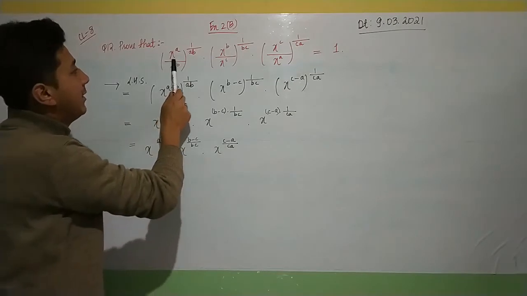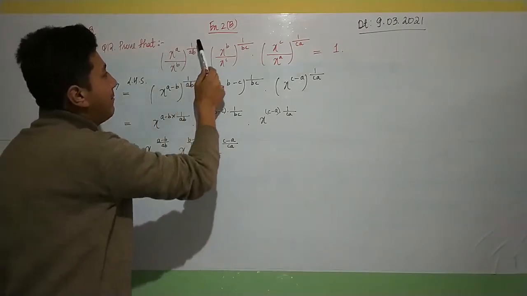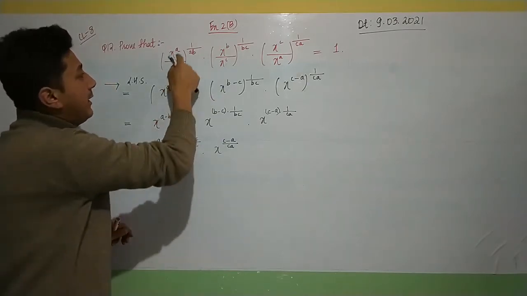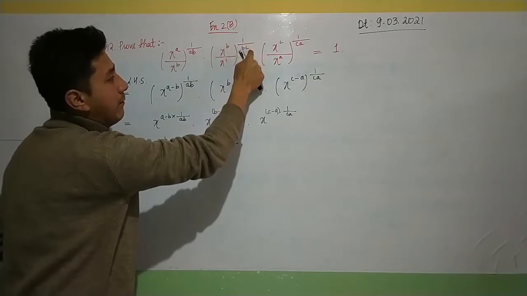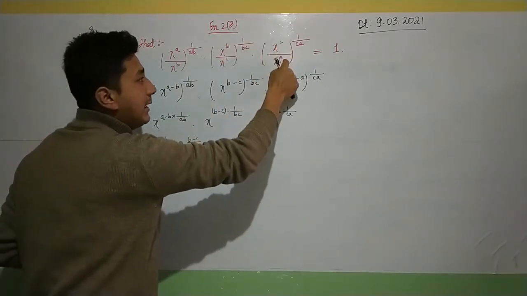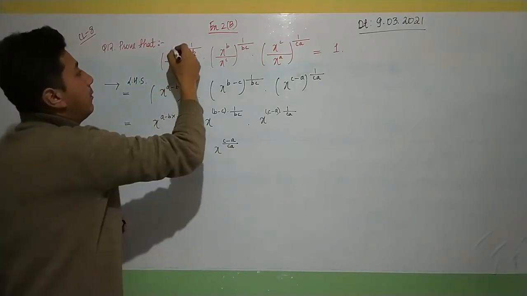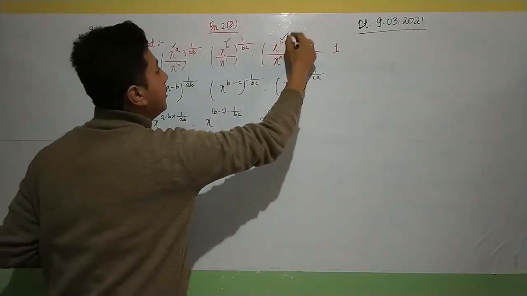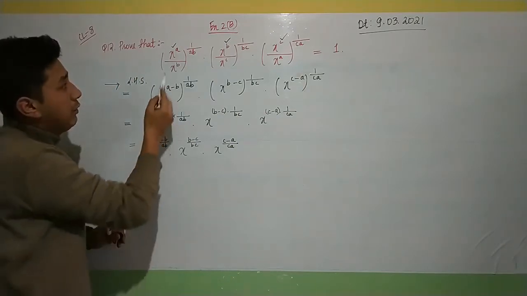Okay, the question is x to the power a divided by x to the power b and whole to the power 1 by ab. Similarly, bc whole to the power 1 by bc and ca whole to the power 1 by ca. Alright, so all these expressions within the first bracket, first we'll use which law? Quotient law. We'll use the quotient law.